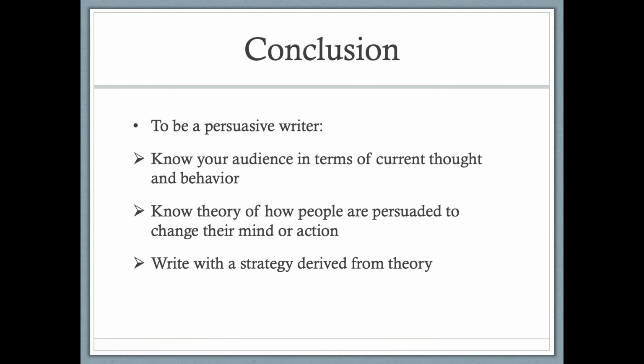So in conclusion, to be a persuasive writer, know your audience in terms of their current thought and behavior. Then know the theory of how people are persuaded to change their mind or their action and behavior. And then write with a strategy derived from theory in order to be more likely to persuade your audience.